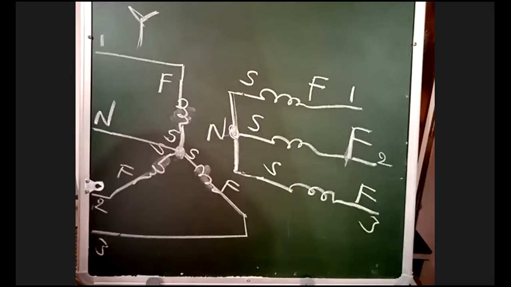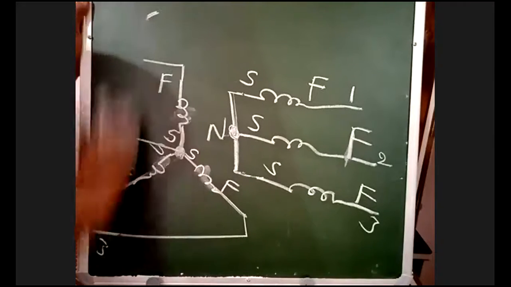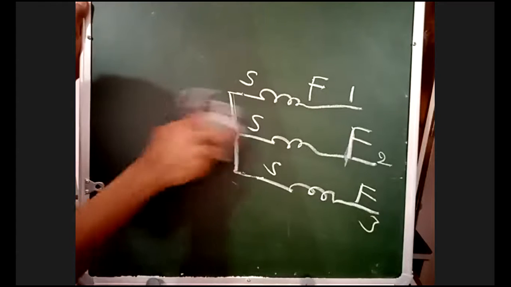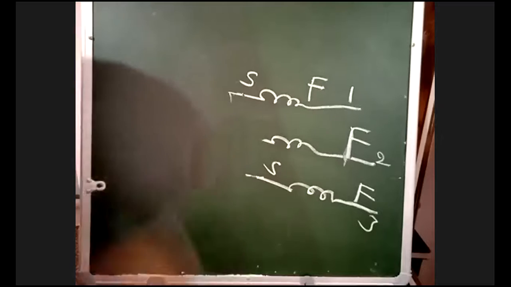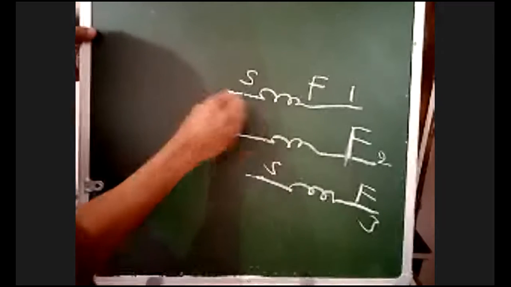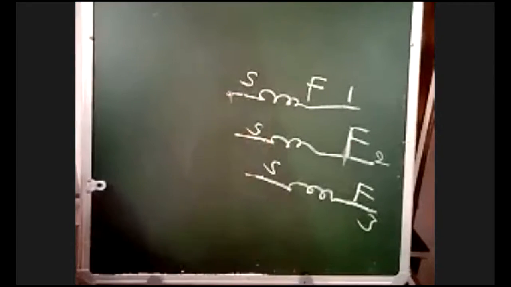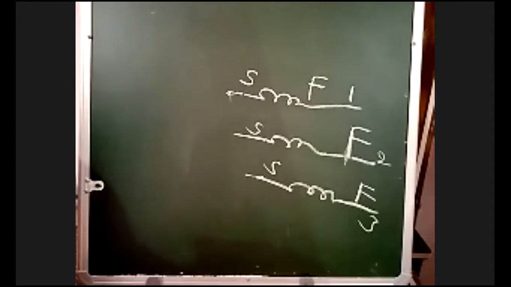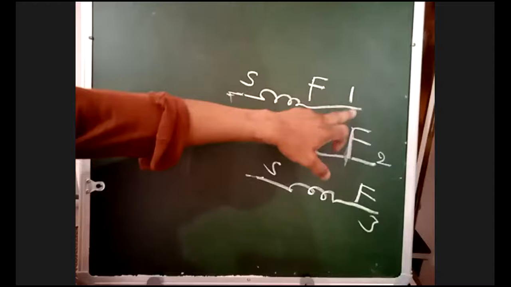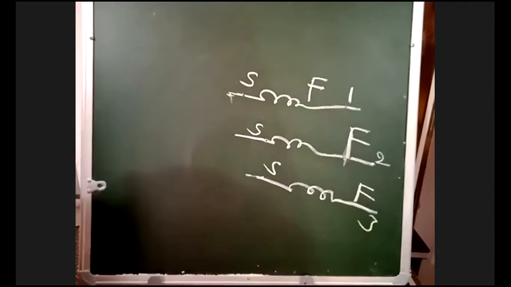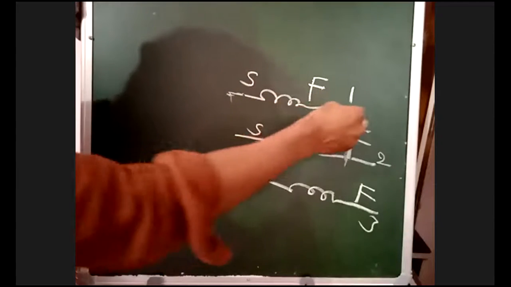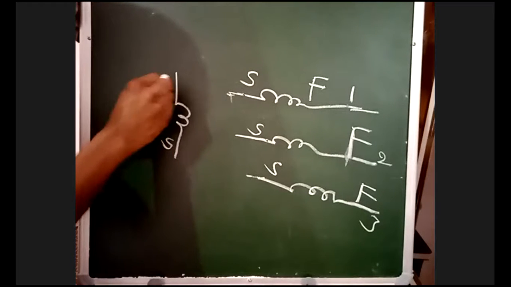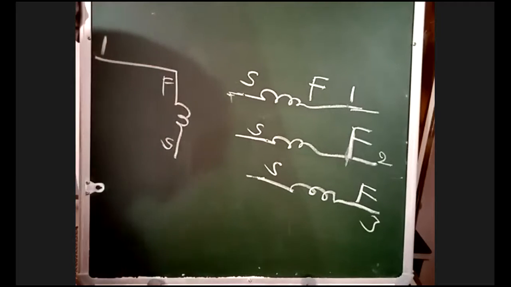Now I will go for the delta. See how we will draw the delta. Sir, the finishing point is connected only to phase 1. This is the first coil. This is the starting point, this is the finishing point. Finishing is connected to phase 1.